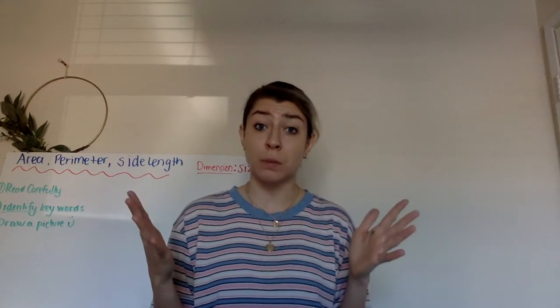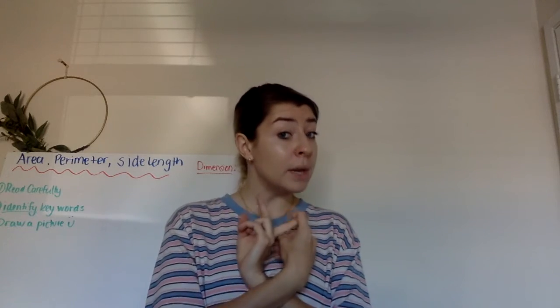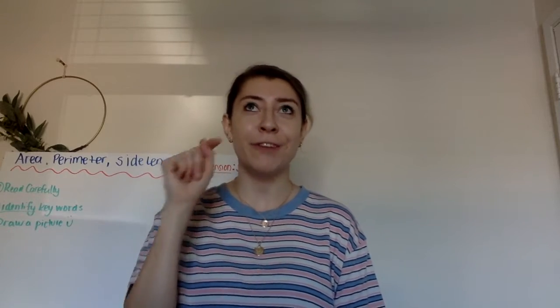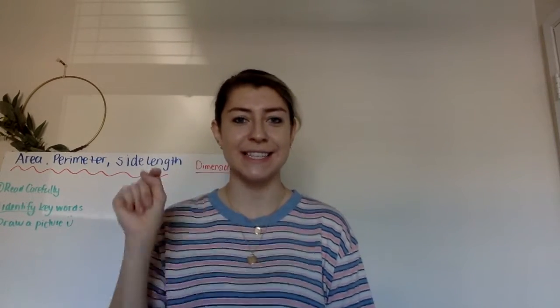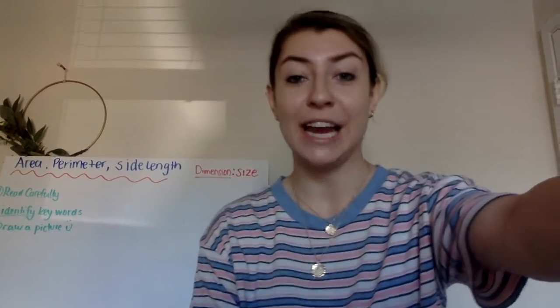All right, welcome back. So today we are going to solve word problems. Now these word problems might ask you to find the area, they might ask you to find the perimeter, and they might also just ask you to find the side lengths. We are going to have to figure out what the word problem wants us to do first. Now remember, we find the area by counting the squares inside. We find the perimeter by looking at the measurements on the outside of a shape.